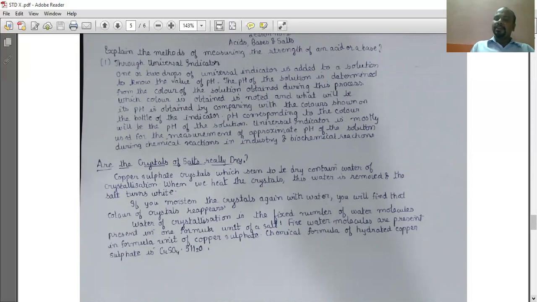This universal indicator is mostly used for the measurement of approximate pH of the solution during chemical reactions in industries and biochemical reactions.